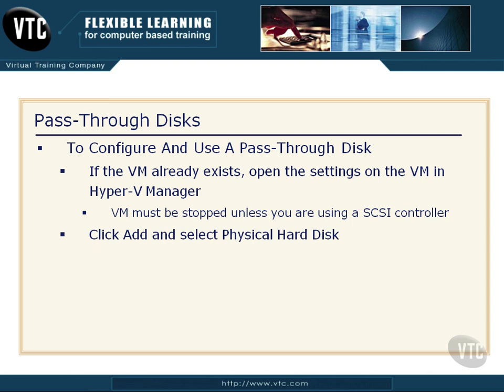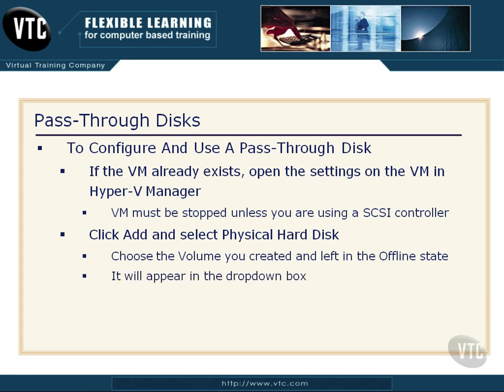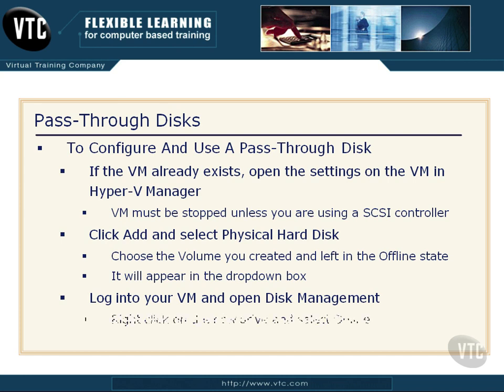So I want to click Add and select Physical Hard Disk. Choose the volume that I created and left out there in the offline state. It'll appear in the little drop-down box. You can't miss it. Then, once I've chosen that, I can start up my virtual machine, log into it, open disk management inside the virtual machine, right-click on that new drive, and select Online, and I then have a pass-through disk. Everything is moving through.